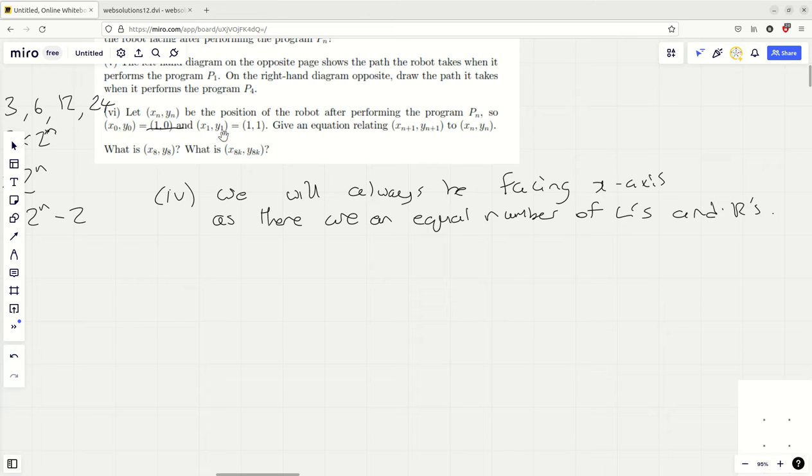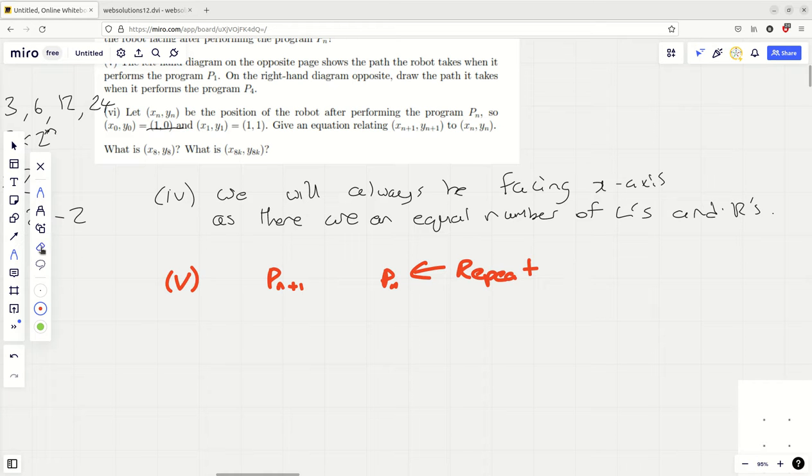So x0, y0 is that, x1, y1 is that. Give an equation relating xm+1, ym+1 to xm, ym. Well, this is exactly what we were just talking about. We were saying that if you want to go from Pn to Pn+1, you have to repeat this twice.